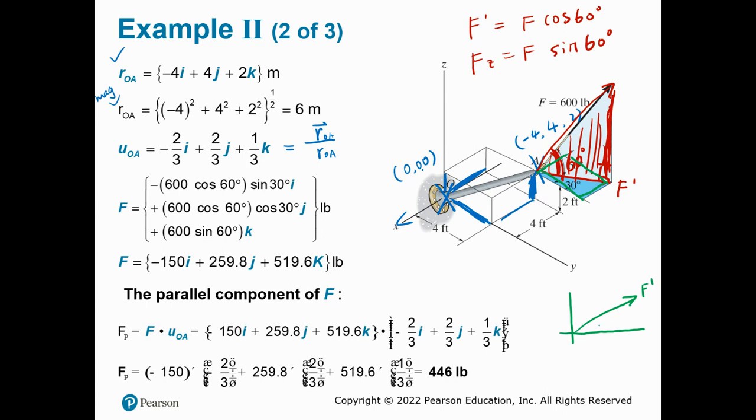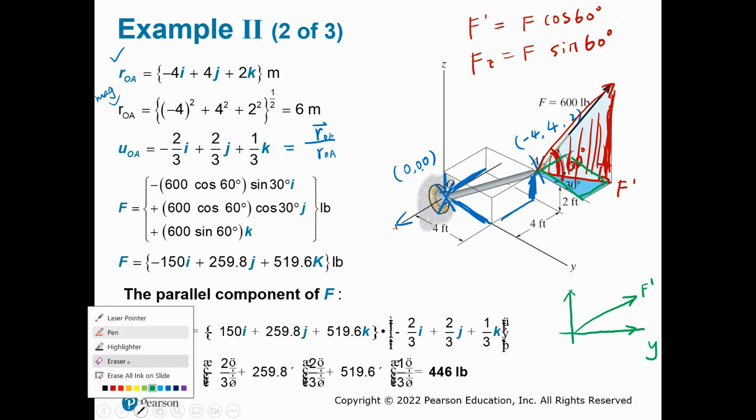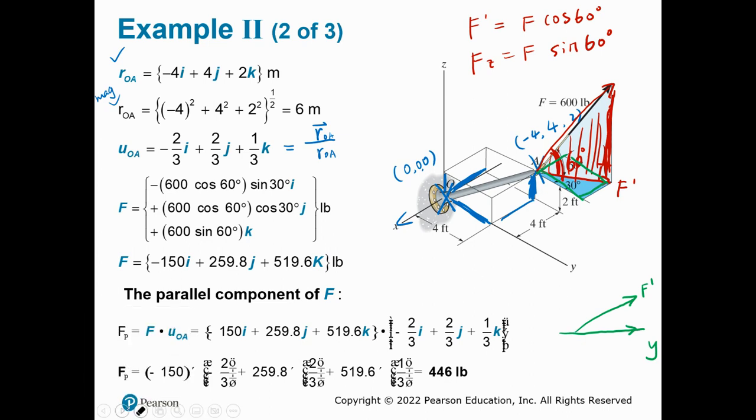This one is going to be the Y. This is the Y axis. And this is actually the x-axis going down, coming out of the paper. So to be consistent, your x is going this way. So when I projected the F prime, you have Fy is this one, and then your Fx is this one.